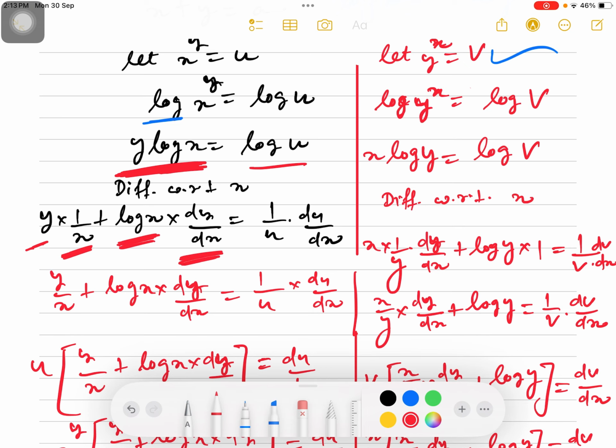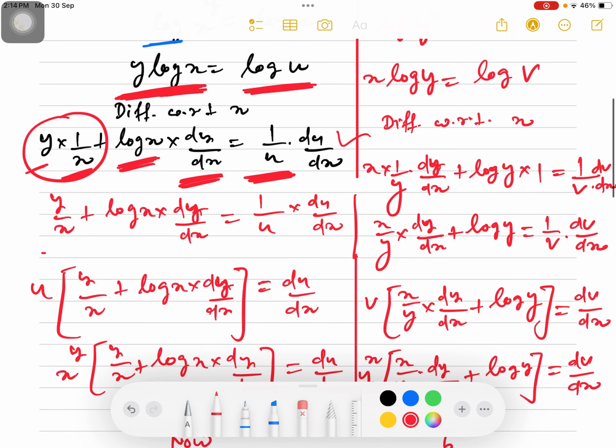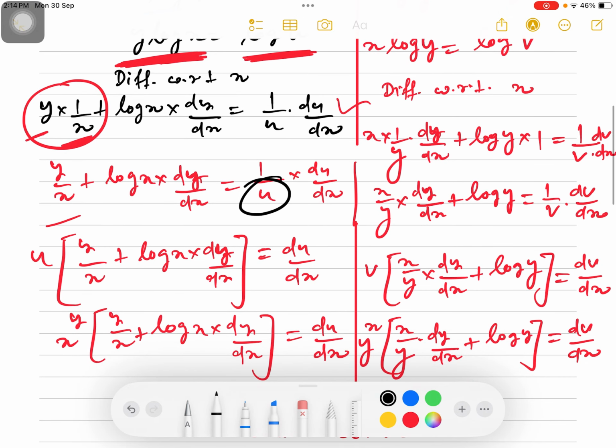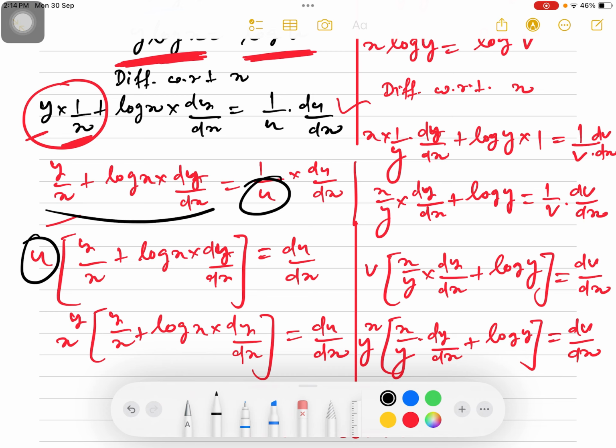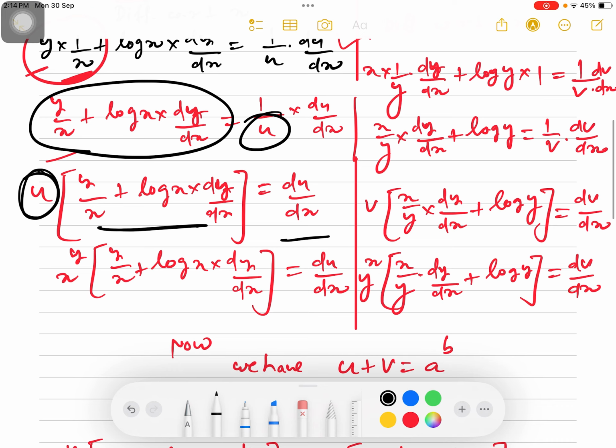So y's derivative with respect to x will be dy/dx, equals log u. Log x derivative is 1/x, so log u's derivative will be 1/u, and with respect to x we are doing, so we have to write du/dx. Now this will give you y/x plus log x into dy/dx equals 1/u into du/dx. Now this u I am shifting here. This u in the right side it is dividing, so here it will multiply. So u multiplied with the whole thing equals du/dx only left in the right side.